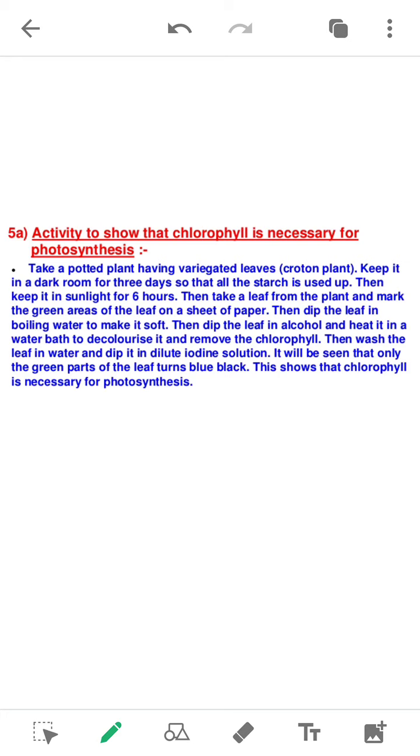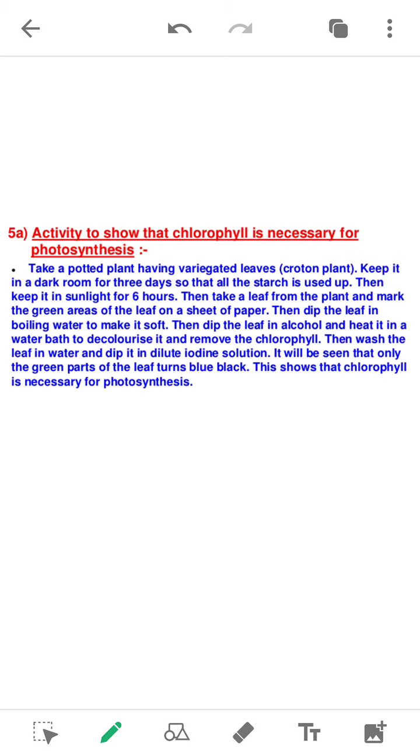Pluck a leaf from the plant. Mark the green areas in it and trace them on a sheet of paper. Dip the leaf in boiling water for a few minutes. After this, immerse it in a beaker containing alcohol. Now carefully place the beaker in a water bath and heat till the alcohol begins to boil. What happens to the color of the leaf? What is the color of the solution?